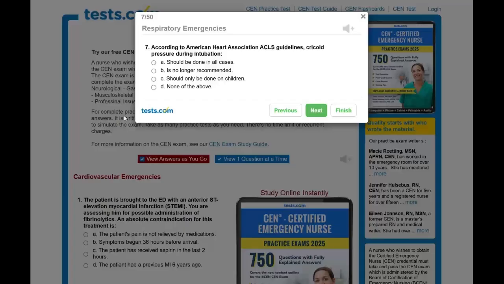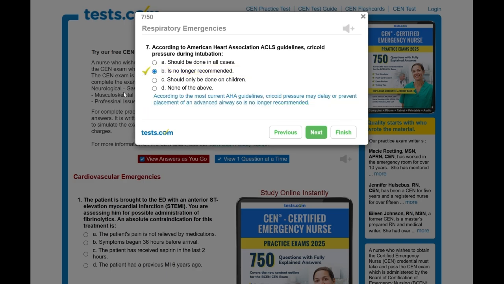Question 7. According to the American Heart Association ACLS guidelines, cricoid pressure during intubation A. should be done in all cases. B. is no longer recommended. C. should only be done on children. D. none of the above.